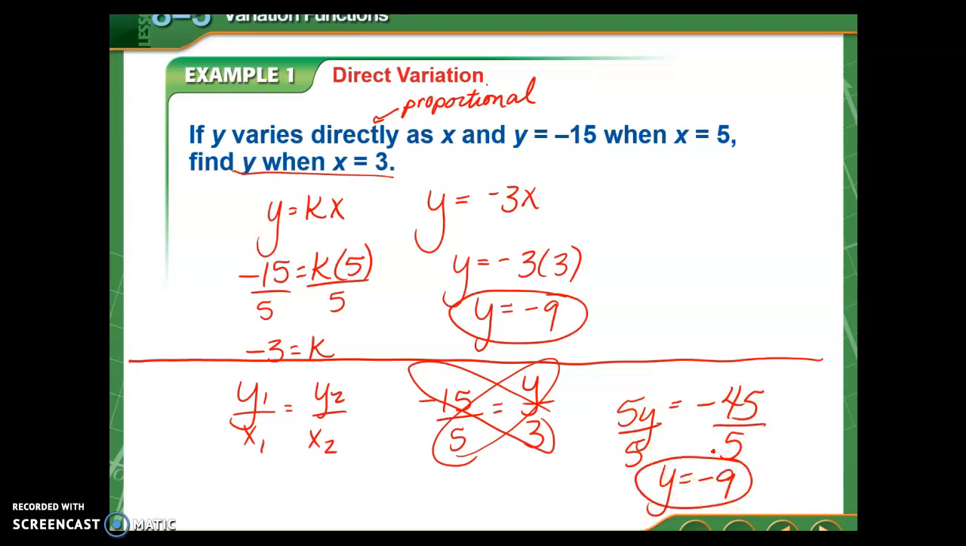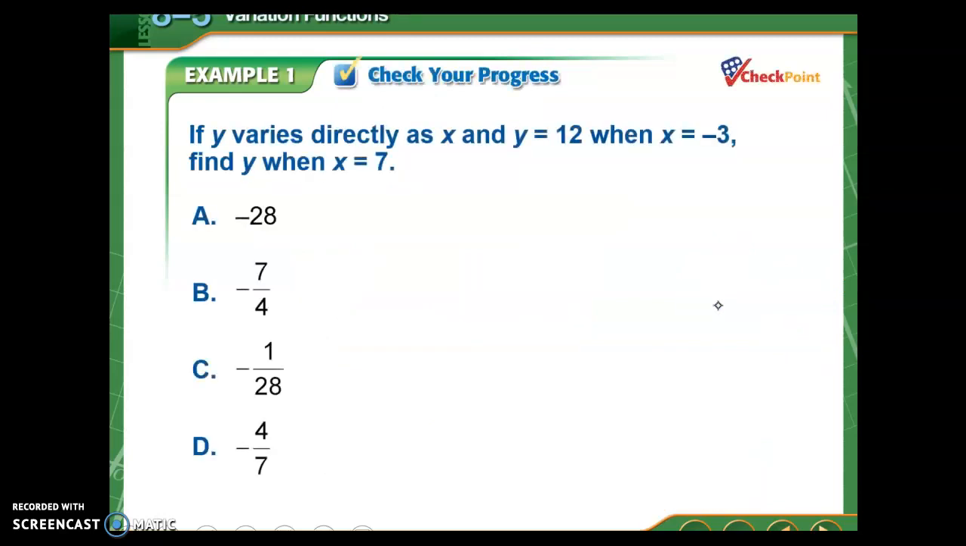I like the proportion method, because I don't so much like to memorize formulas. If I understand what proportional is, and that directly is proportional, then that's how I use it. So try this one, and you should get negative 28.